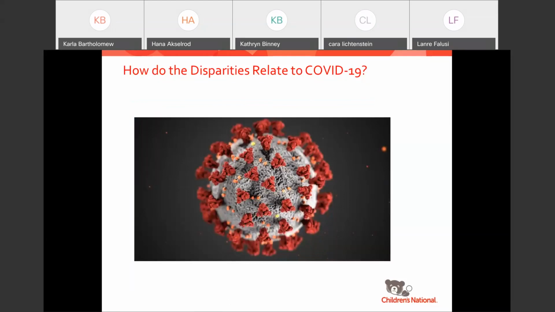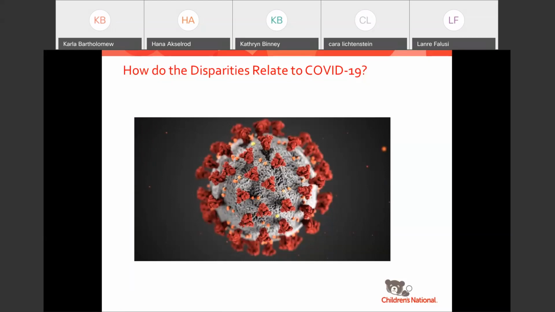But what about things like testing and treatment? In the early days, only those who had traveled to certain countries like China or Italy could get tested, but this was not relevant for many of the poor. The guidelines for testing have since expanded significantly, but still, many of our most vulnerable populations do not have access to testing. Why is that?